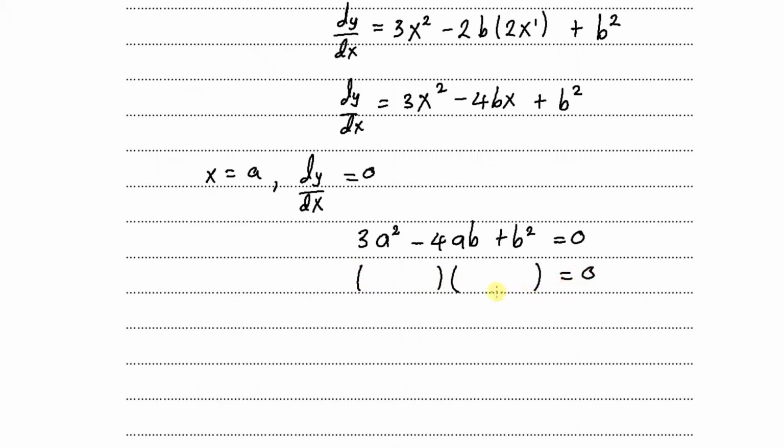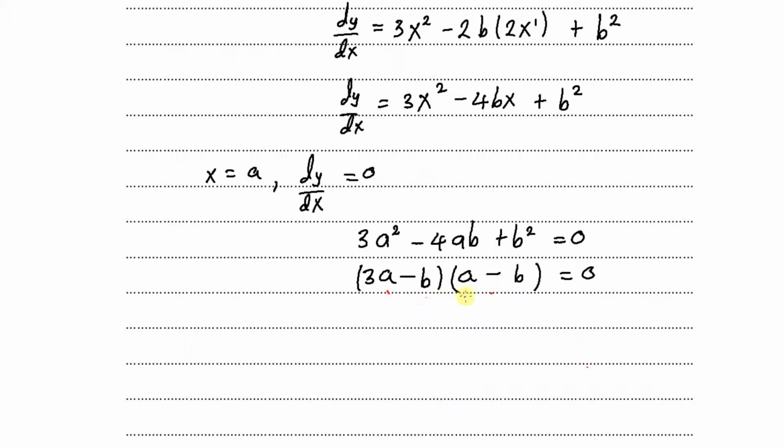If I factorize, I'll split 3a² into 3a and a, and I'll look for factors of b². In this case, I'll have b and b. And the best sign to use for both is a minus sign, so that we have −ab and −3ab to give us −4ab. So that's how we factorize it.